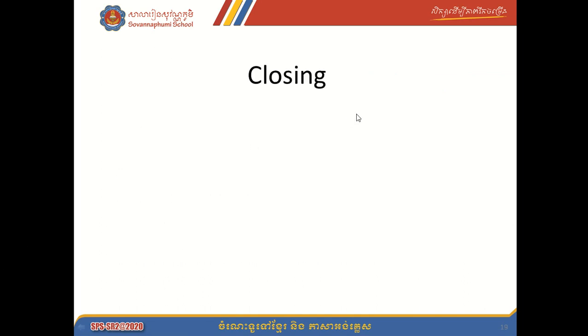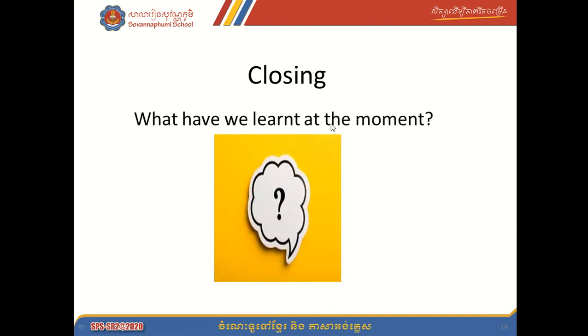Okay, so move to closing time, everyone. So, what have we learned at the moment? Let's think all together. What have we learned at the moment? Yes, so we have learned about used to and didn't used to. Why do we use used to? We use used to express our past time experience. For example, I used to play badminton in the past. I didn't used to have online class before.